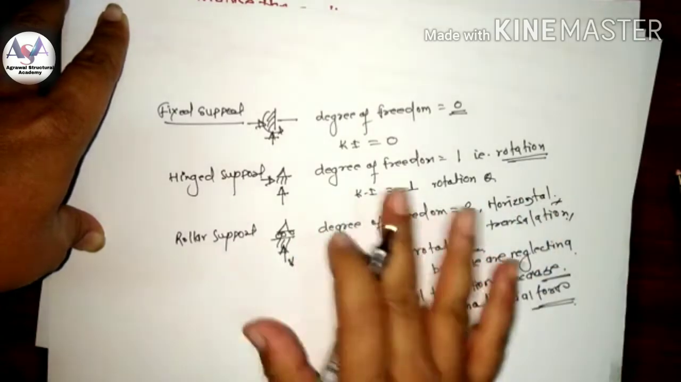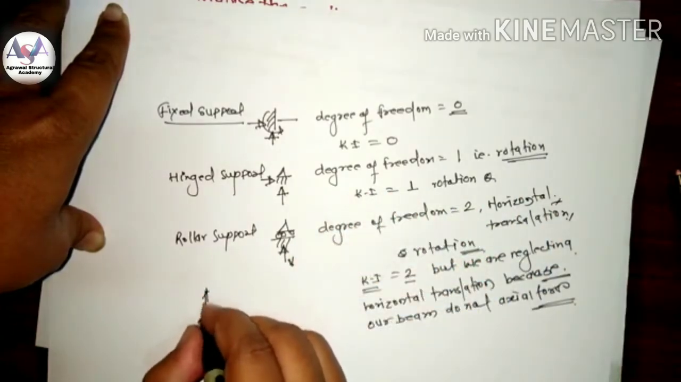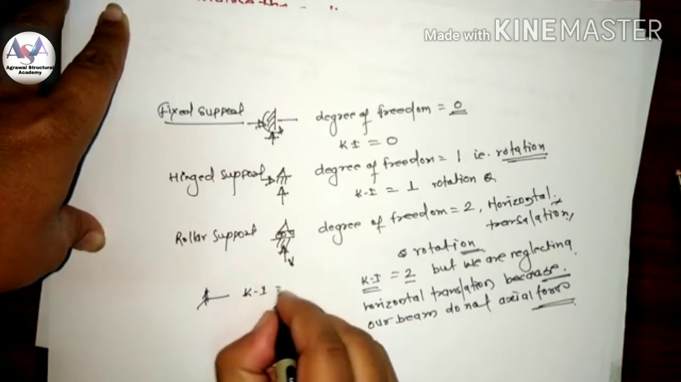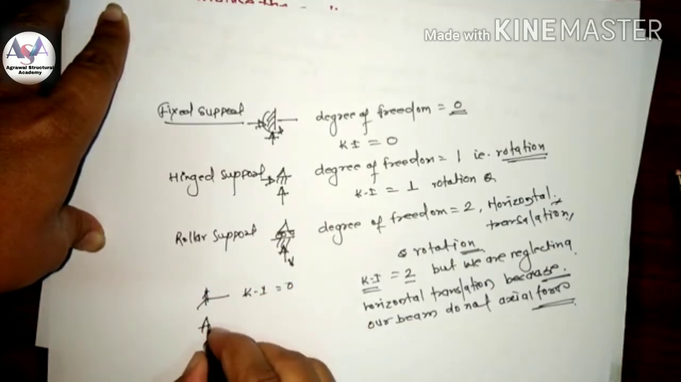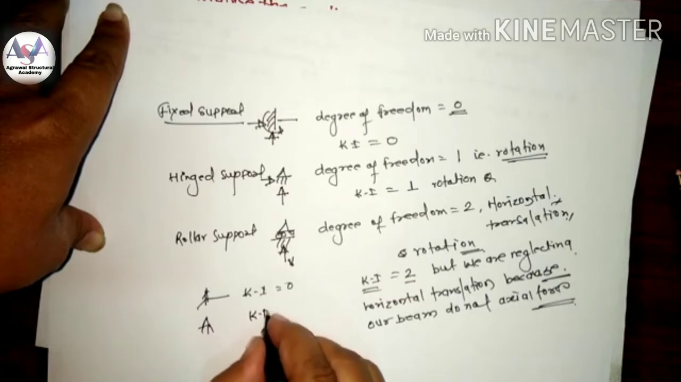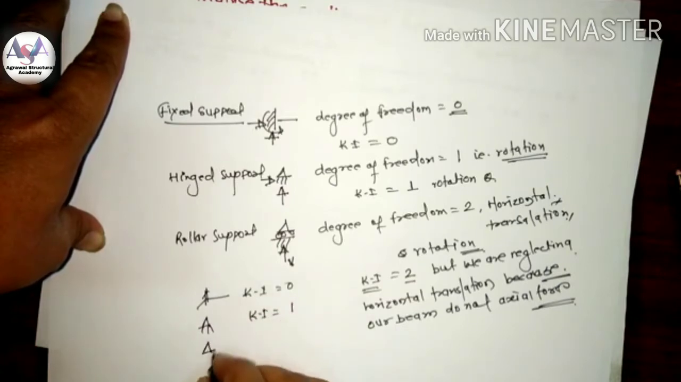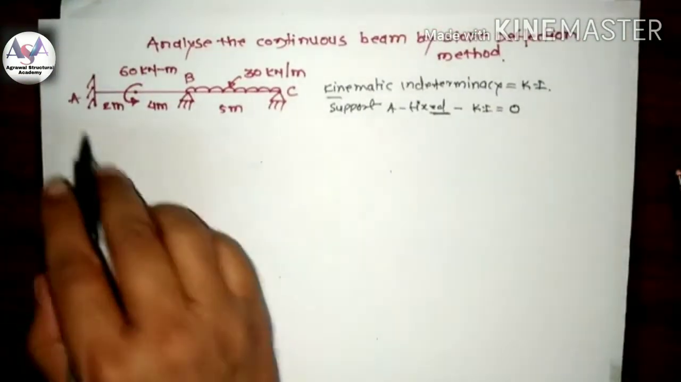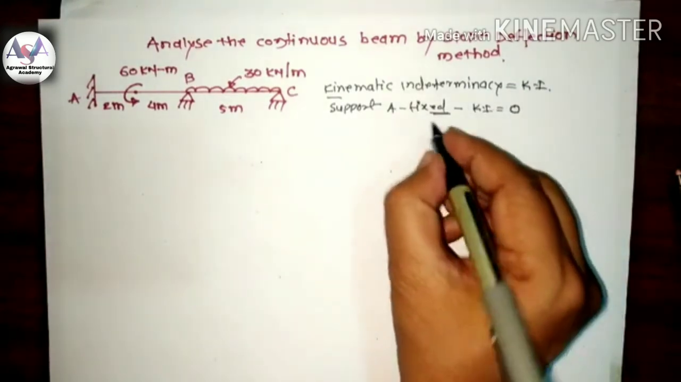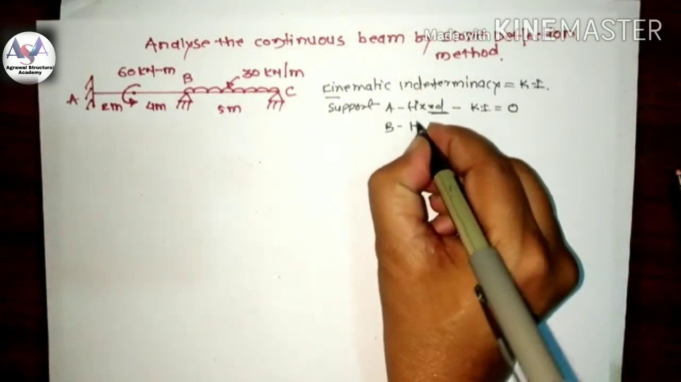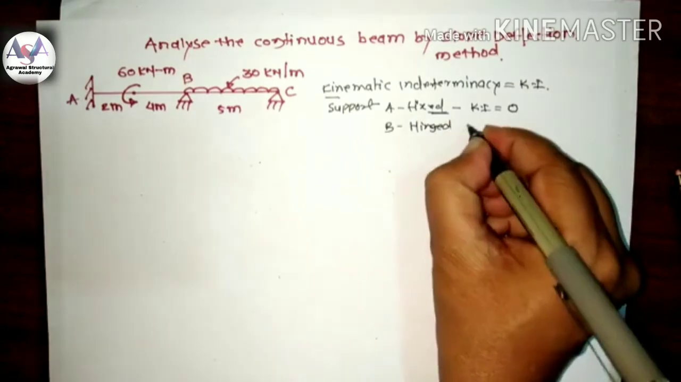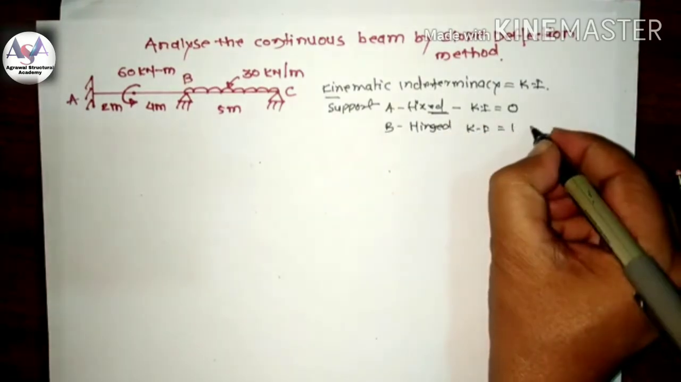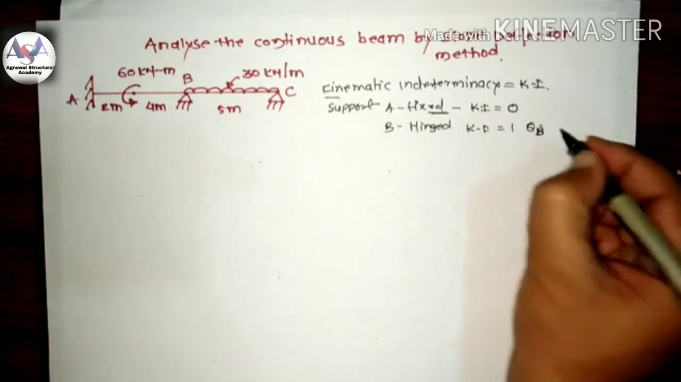So in our case of the beam, always for the fixed support Ki is equal to 0. For hinge support Ki is equal to 1. Also for the roller support Ki is equal to 1. Okay. So now in our case this is fixed, so Ki equal to 0. Then support B is a hinge, so Ki is 1 and that is the theta B rotation.